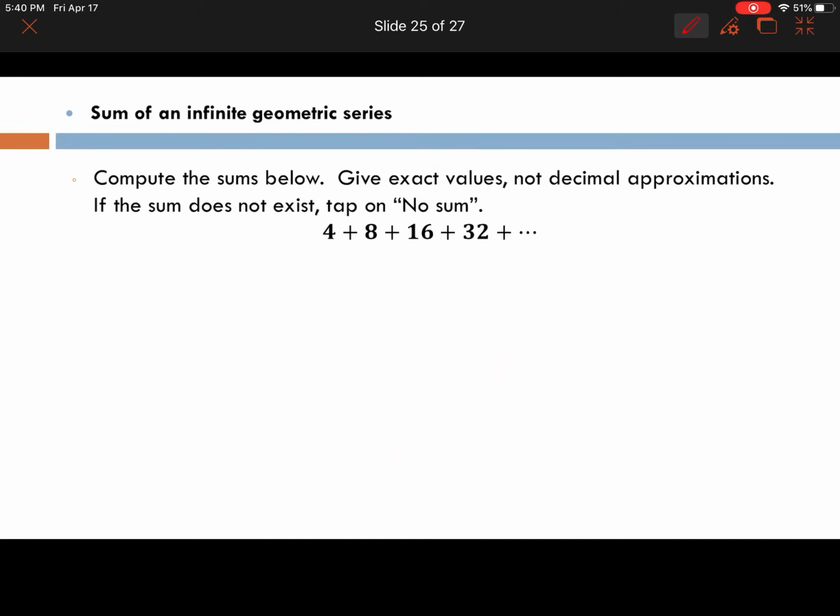Now what about this one? What's r? First of all, we find r. And r is, we're looking at 8 over 4, right? 16 over 8, so r is 2. Does it meet our requirements? No. The absolute value of 2 is not less than 1, right? So this one, there is no sum.